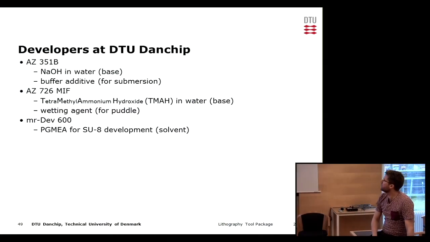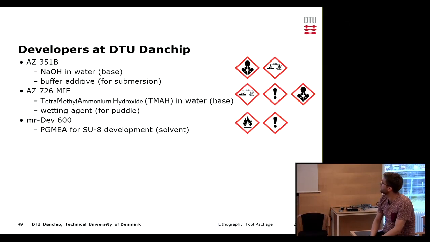The developer chemistries that we use at Danchip are listed here, and I'm just going to show you these symbols as well. The image reversal resist uses the sodium hydroxide based one, which is called 351B. And the newer resist that we have uses the TMAH based one, which is called 726. And then there's SU8, which has a solvent-based developer. So this is really special compared to all the rest.